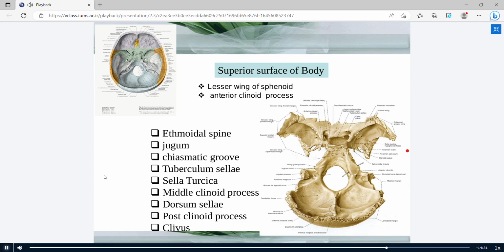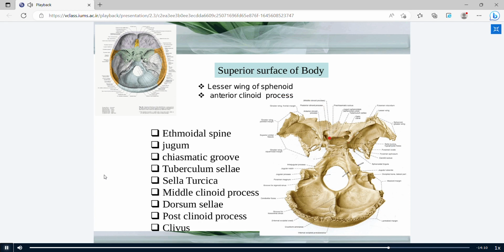And look at the lesser wing. Near the termination of the lesser wing, here, there is an anterior clinoid process. Anterior clinoid process.